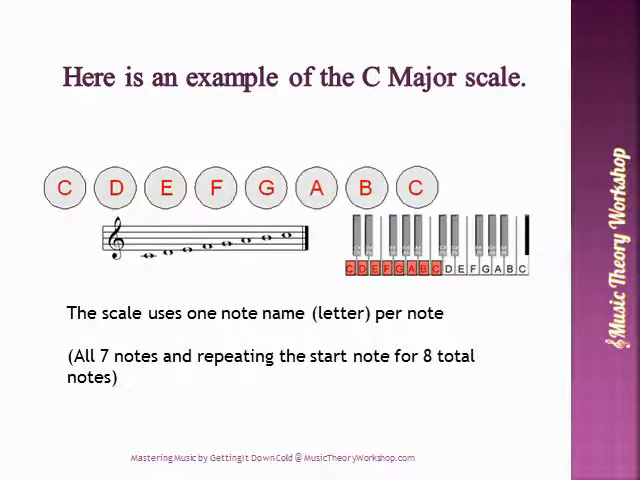Here's an example of a C major scale. The scale uses one note name, letter per note, all 7 notes, and repeating that start note for a total of 8 notes.